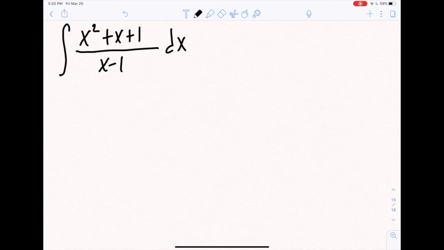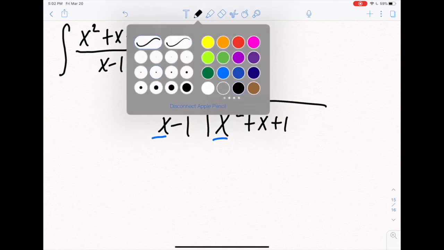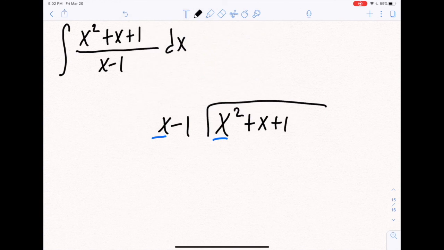So x squared plus x plus 1 over x minus 1 is literally just x squared plus x plus 1 divided by x minus 1. And when we're doing polynomial division, we look at the first term in both of these. So we have an x and an x squared, and we think to ourselves, what do I need to multiply x by in order to get x squared? Well, I have to multiply by x because x times x is x squared. And so now we subtract off x minus 1 times this x. So x minus 1 times x is x squared minus x. And we're subtracting it off from this upper part here.